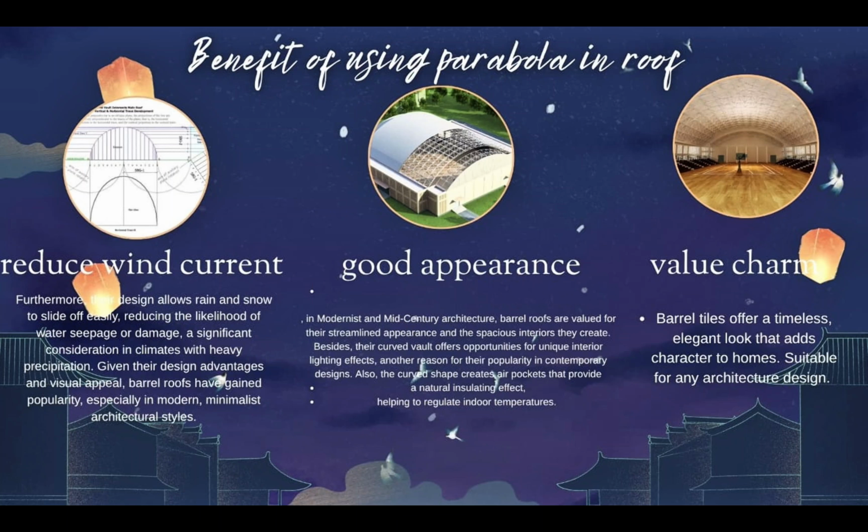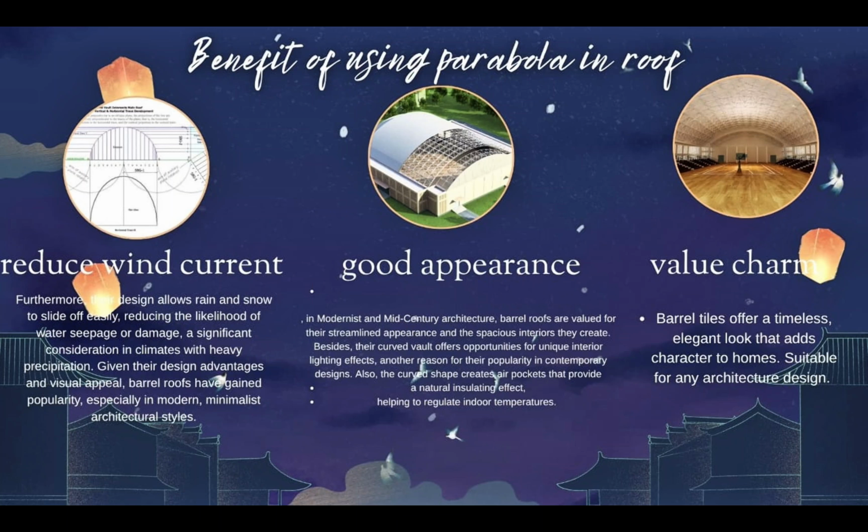It means that if we have a storm or heavy rain, it will stay strong and not go anywhere. So it gives design advantage and visual appeal. A barrel roof means a roof that uses a parabola shape. A barrel roof has gained popularity, especially in modern minimalist architectural styles. So the second one is good appearance.